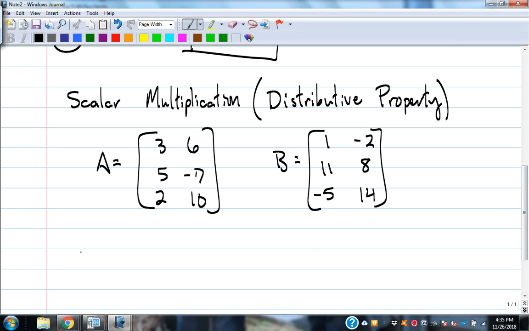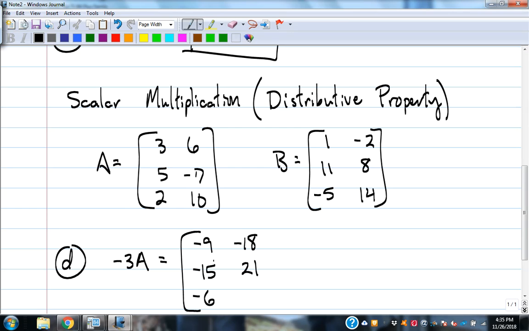And scalar multiplication would be just taking, let's say I took -3A. That means take -3 and multiply it by every piece inside of matrix A. So that would be -9, -18, -15, +21, -6, -30.